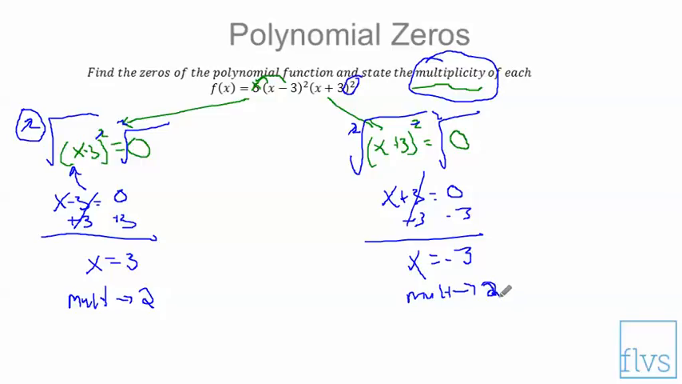Let's just say, for example, that the exponent had been 4. Same process, I would have fourth rooted both sides, and my multiplicity would have been 4. If it had been cubed to the third power, I would have cube rooted both sides. Cube root of 0 is still going to be 0. And I would have had a multiplicity of 3, because it happens 3 times.